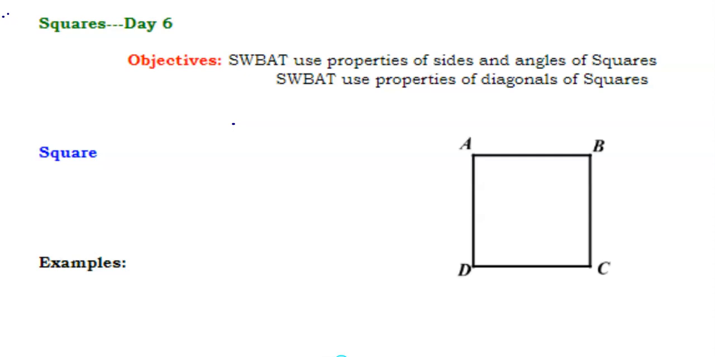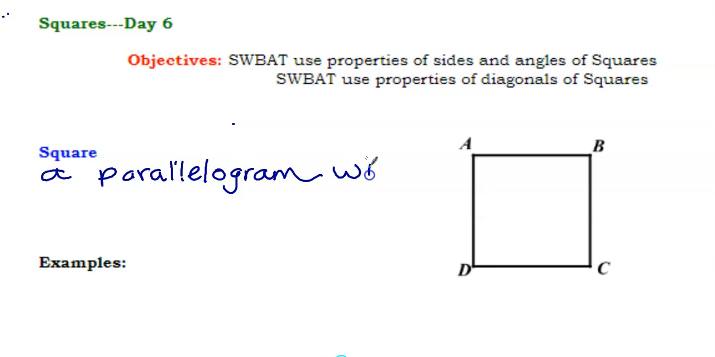So let's get started and write down what is a square. It's a parallelogram with 4 congruent sides.